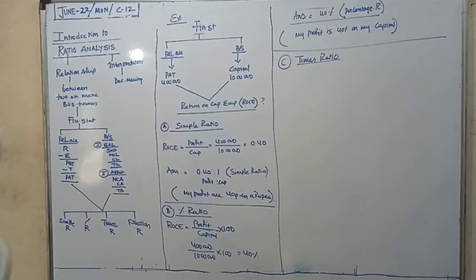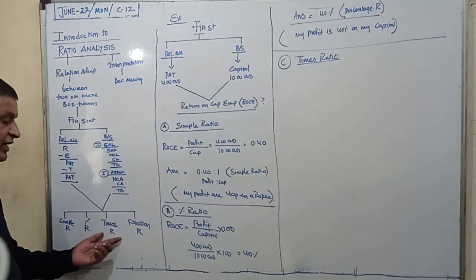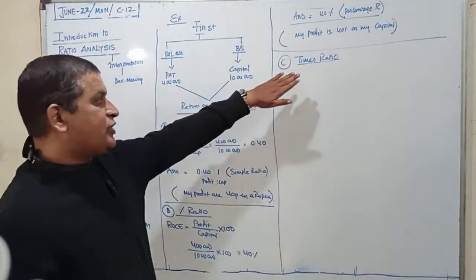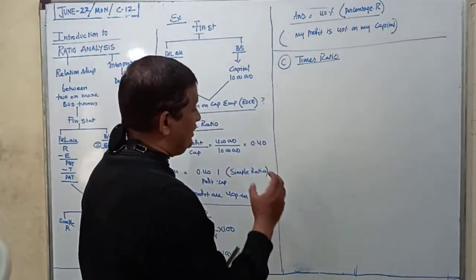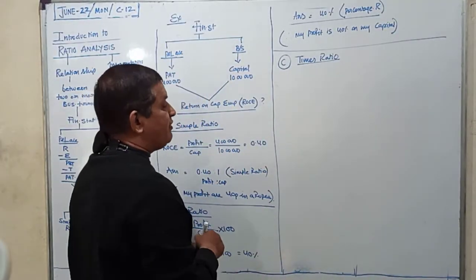So from here we're going forward. The next expression of the relationship is called a times ratio. So now, what is a times ratio? Again, the same relationship we can express it differently.